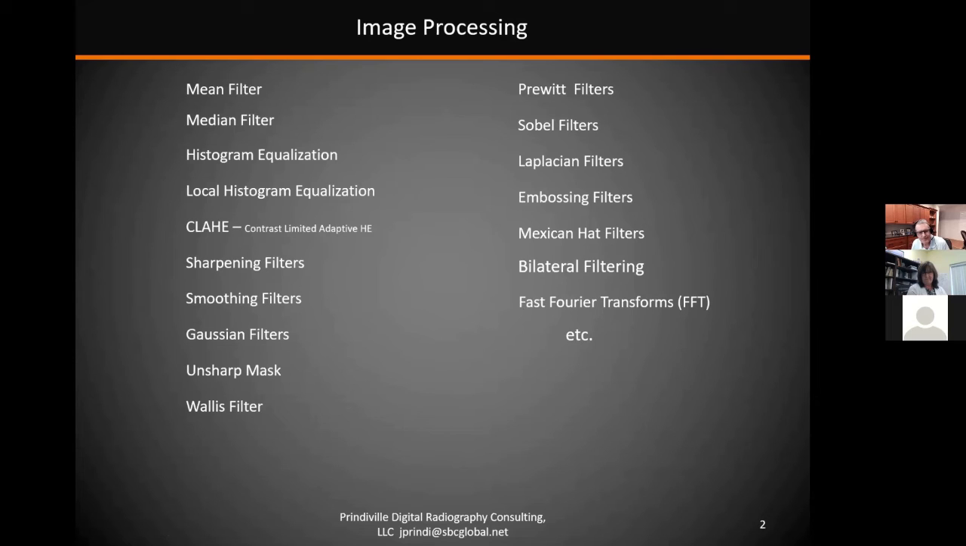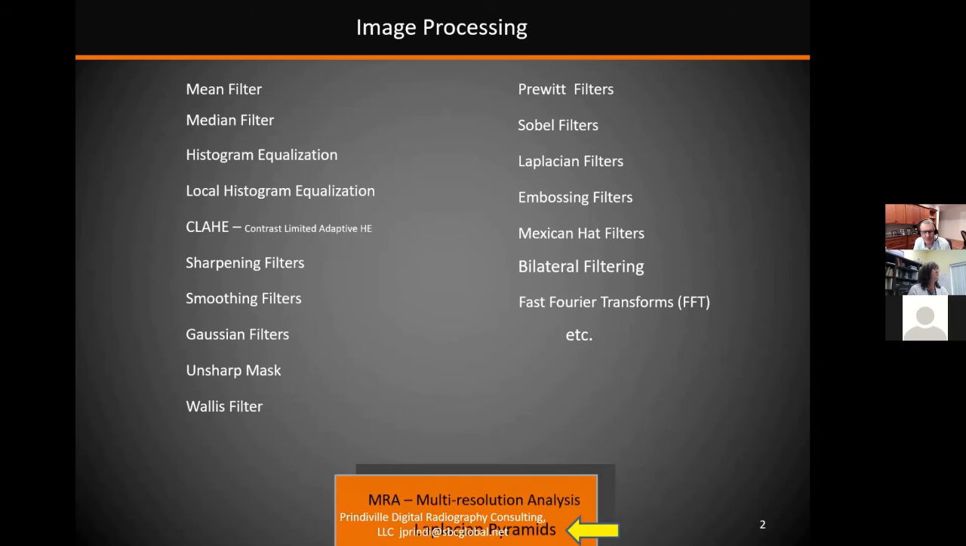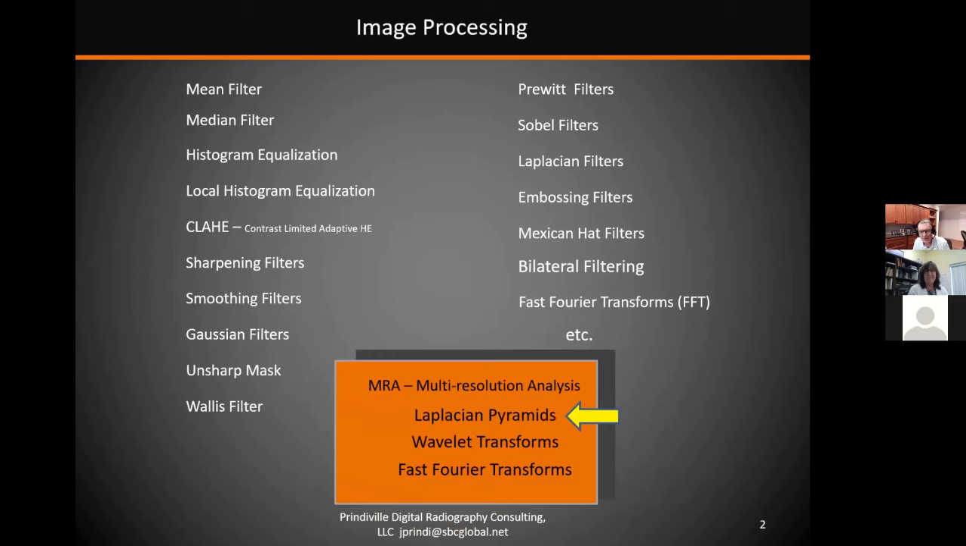But some of the things that a lot of people find significant and somewhat easy might be an unsharp mask, a Wallis filter, bilateral filters. And then I'm going to go into one that's a little more complicated, but is a good filter. I'm just using it as an example to show where some of these things are at. They fall under the category of multi-resolution analysis, and I'm specifically going to talk about a Laplacian pyramid. There are also wavelet transforms and fast Fourier transforms that can be used to do similar things.